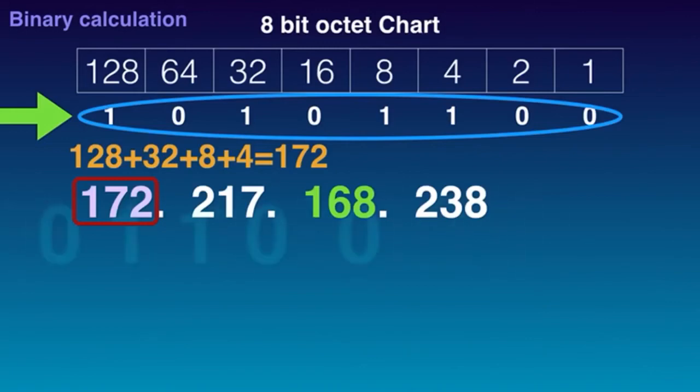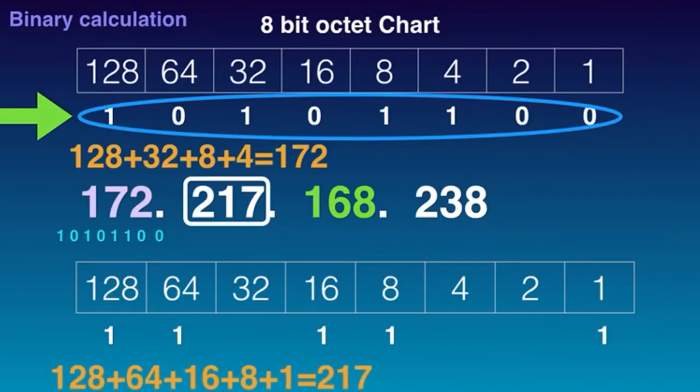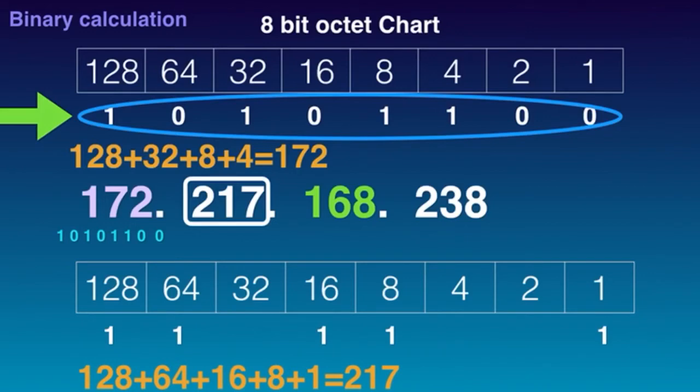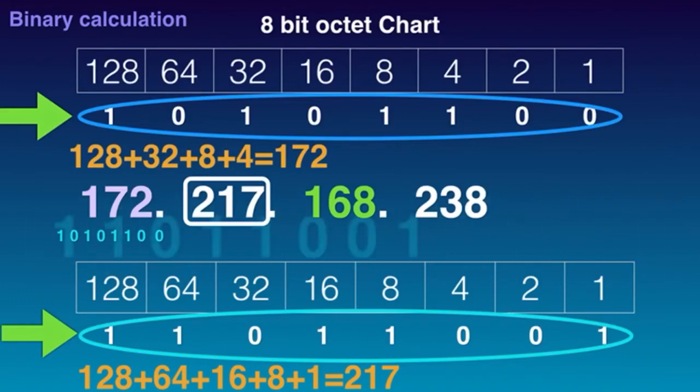Let's put it here and get the second binary number of 217. Let's put 1 under 128, 64, 16, 8 and 1. If we add them, we will get our number 217. All the other bits would become 0. This is our binary version of 217. This is how we can get all the binary numbers.